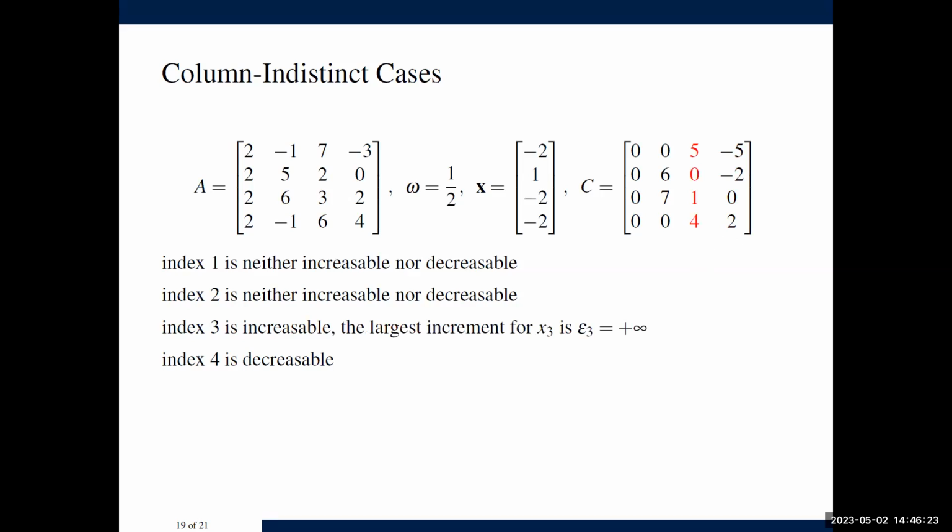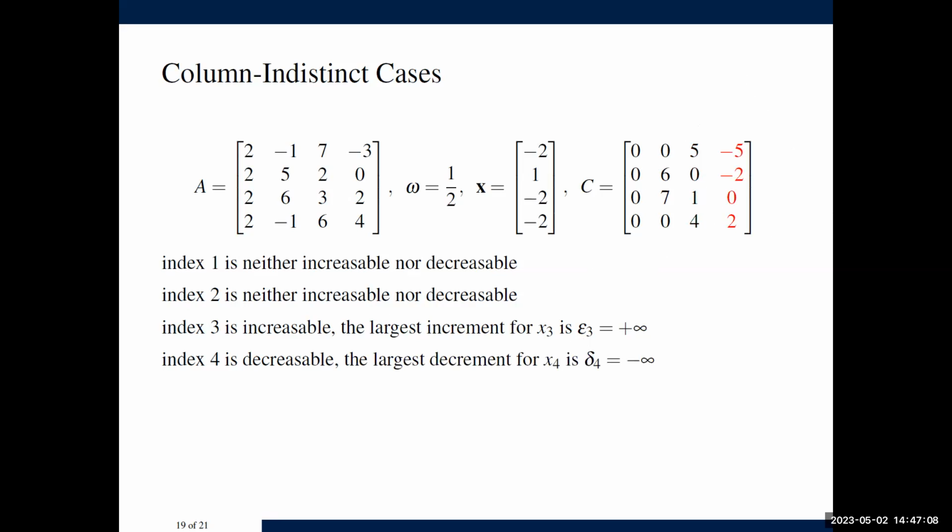Now, after we found which index is increasable or decreasable, we need to find the largest increment. That's how far we can increase or decrease the corresponding element. So for the third one, this one, we can increase it unboundedly. We can take it to be plus infinity. Why? When we change this third element to plus infinity, then all entries in the third column will be plus infinity, and it is easy to check that 0 is still the second smallest element.